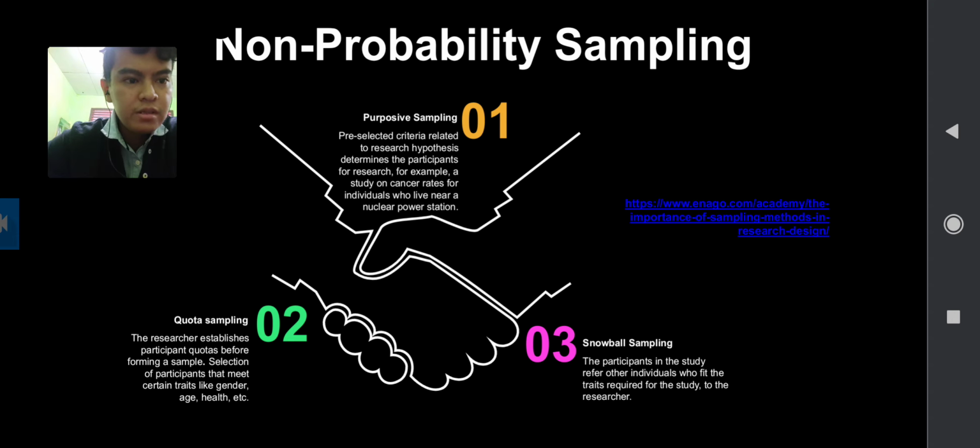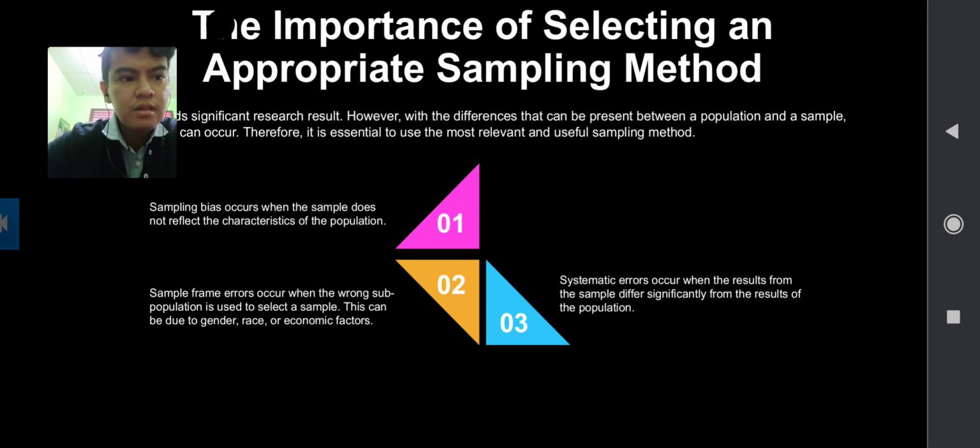The third is snowball sampling. The participants in the study refer other individuals who fit the traits required for the study to the researcher.